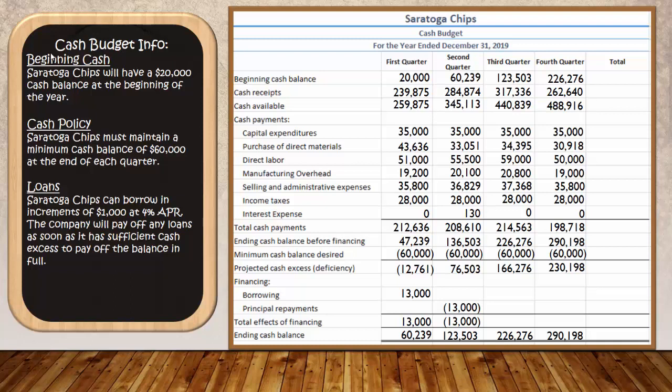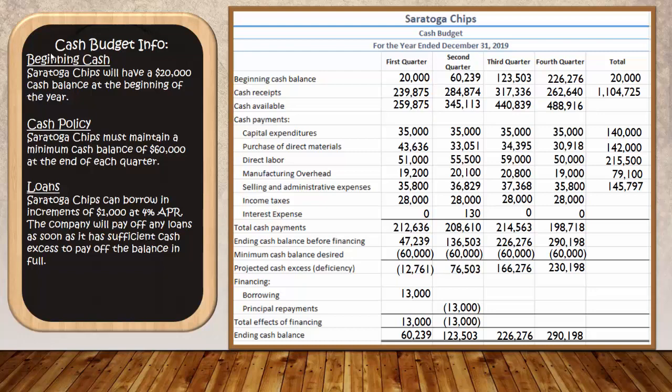For the year, we can figure out our total column. At the beginning of the year, we had $20,000 in cash balance. Our total cash receipts for the year is the sum of the cash receipts row, which was $1,104,725. Our cash available, we don't need to worry about. Our cash payments, we paid $140,000 for capital expenditures. We paid $142,000 for direct materials. We paid $215,500 for direct labor. We paid $79,100 for manufacturing overhead.